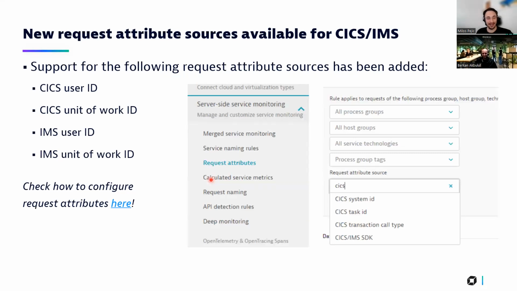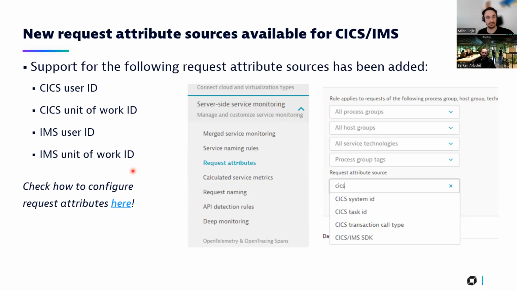Another new feature in this release is that request attributes now allow you to define the request attribute source based on fixed user IDs and IMS user IDs, and fixed unit of work IDs and IMS unit of work IDs. So it's especially of interest for customers that are working with mainframes, IBM mainframes, for example. Request attributes based on these sources are now available.